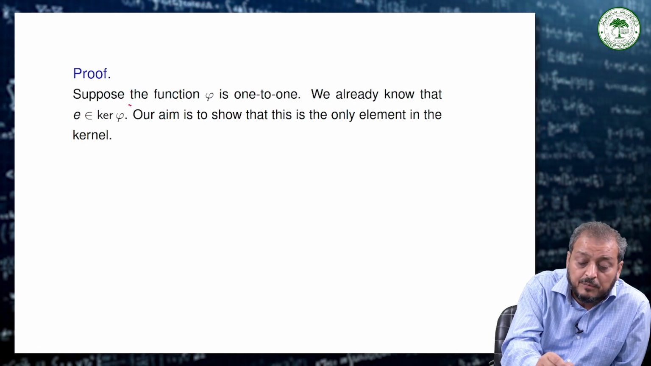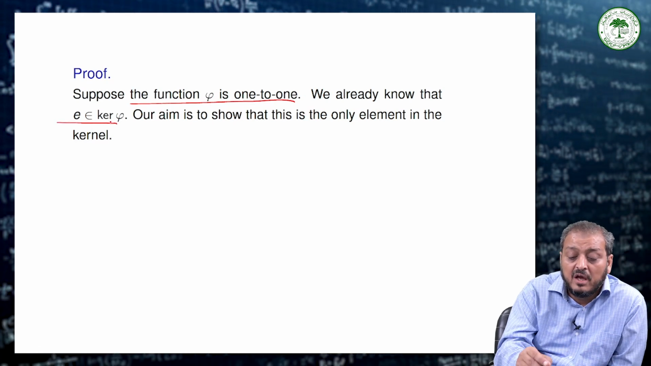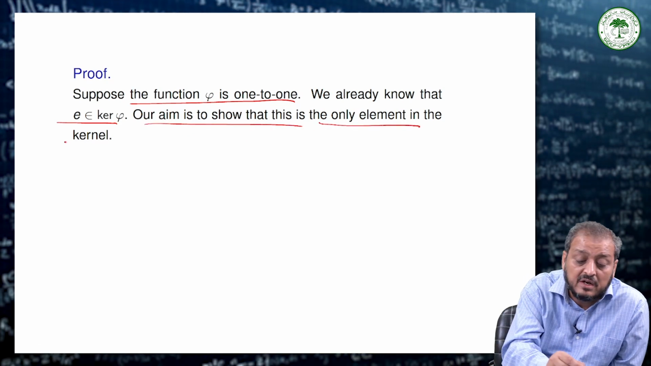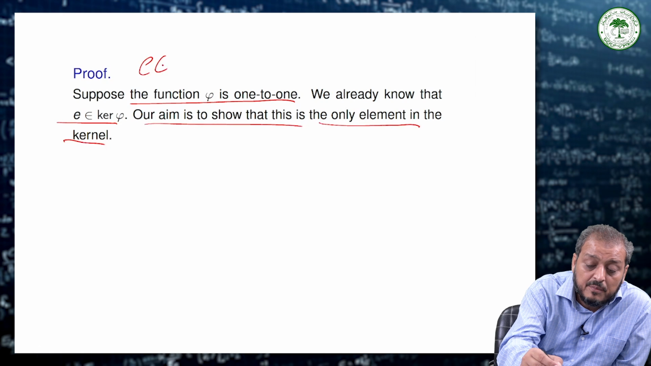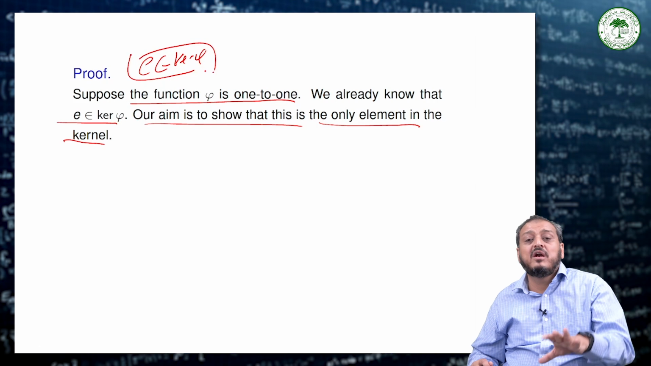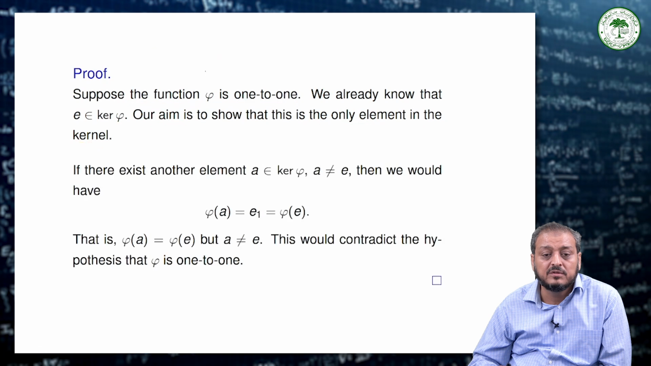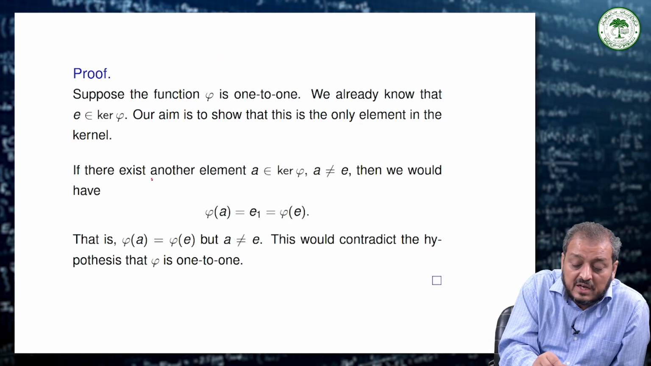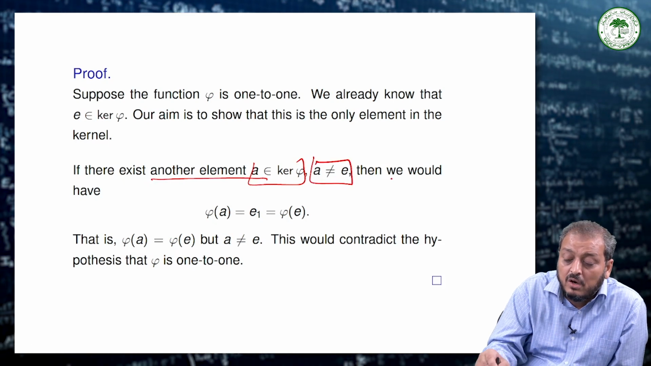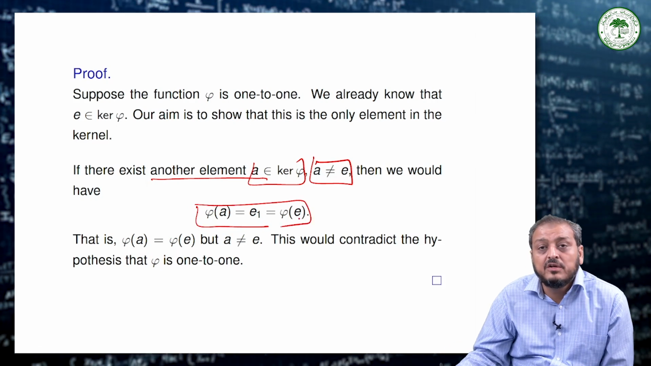So, suppose phi is a one-one function. Then E is an element of the kernel of phi. I am to show that it is the only element in this kernel. We know that E is an element of the kernel of phi. Now we have to show that this is the only element in the kernel; there is no other element. So suppose there exists another element A belonging to the kernel of phi, with A not equal to E. Then phi of A is equal to E1 and phi of E is also E1.